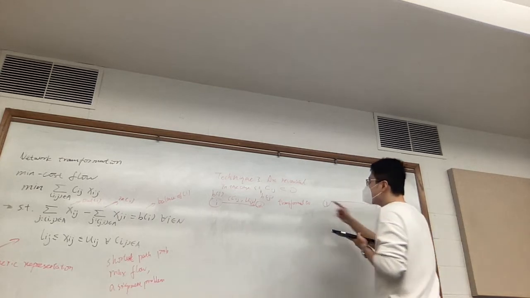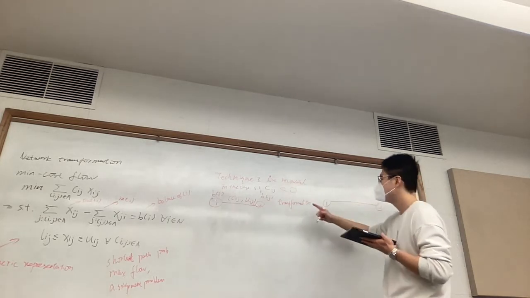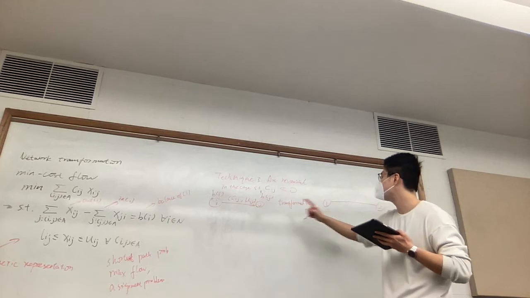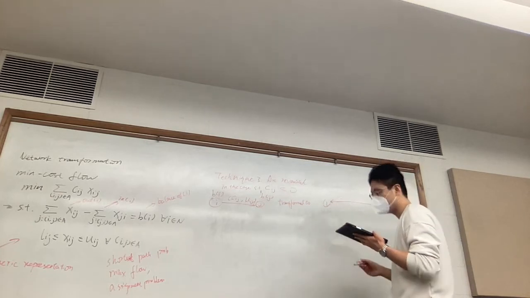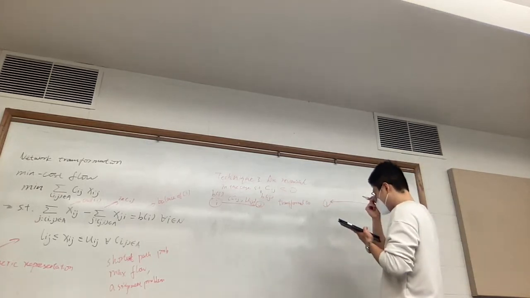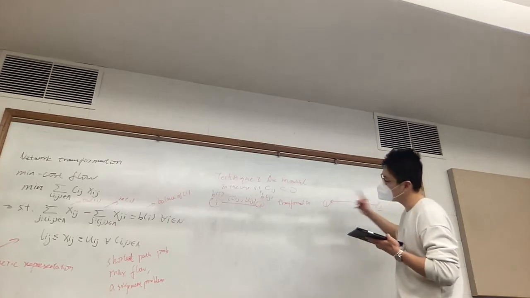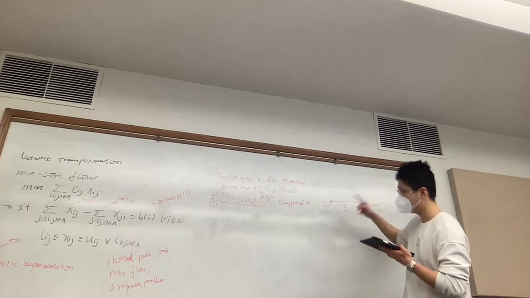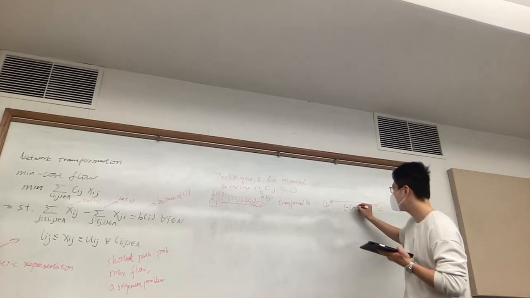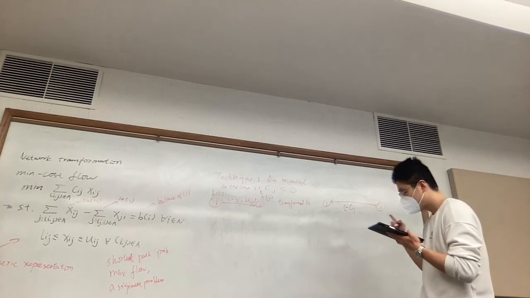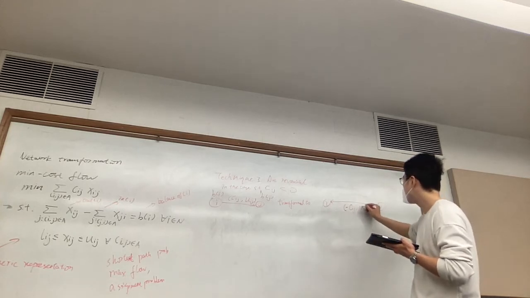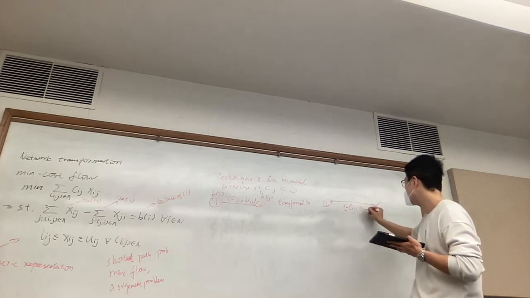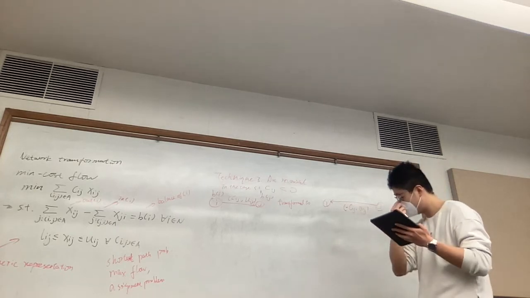Then, based on the name, arc reversal, you know that originally there's an arc from i to j. Then if you reverse it, it is j to i. And now, because it is j to i, the unit cost from j to i is just minus Cij. This is intuitive, right? Minus Cij. And the upper bound for the flow from j to i is still uij.